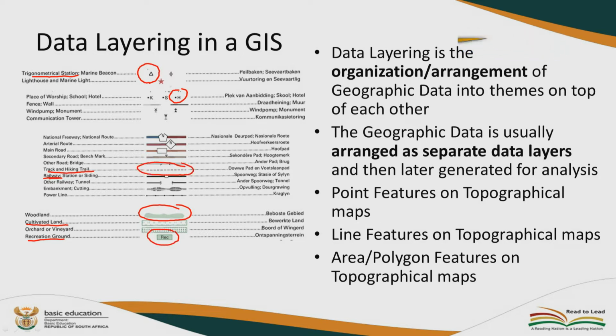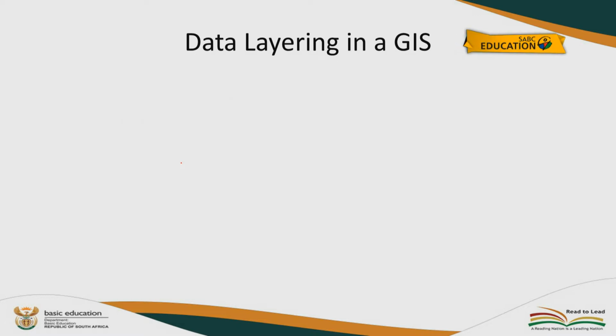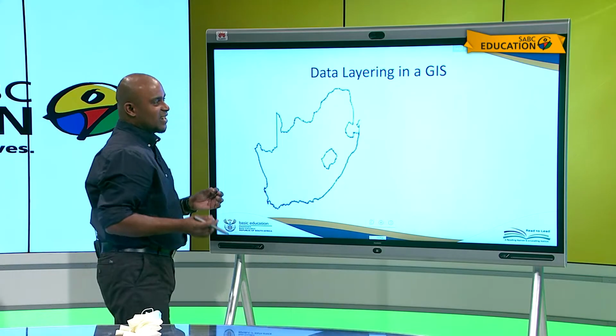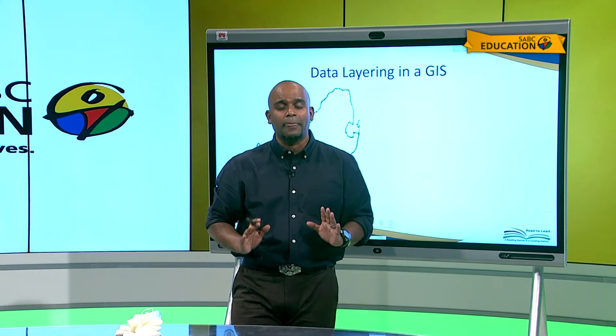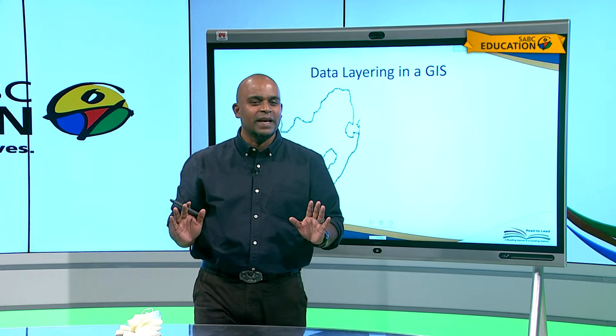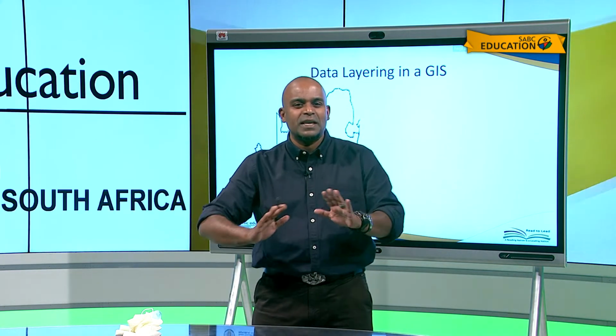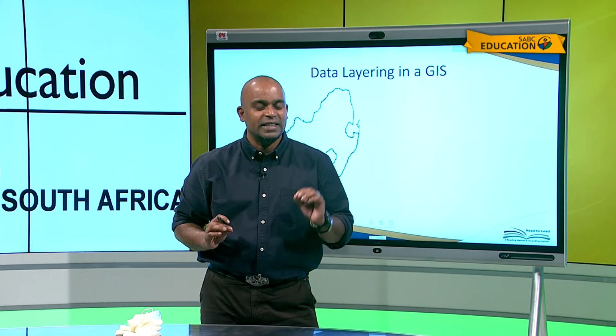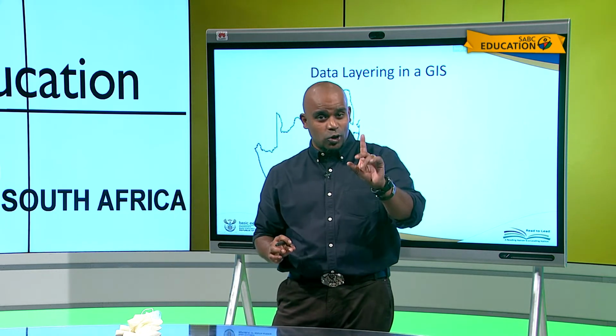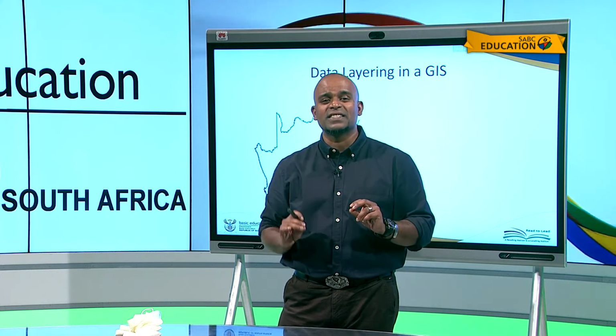When looking at data layering in terms of 2020 and COVID-19, you will note the following. I'm watching television, and when I'm watching television, I'm seeing maps of COVID-19. How are these maps created? These maps are created, correct, with your vector and raster data.